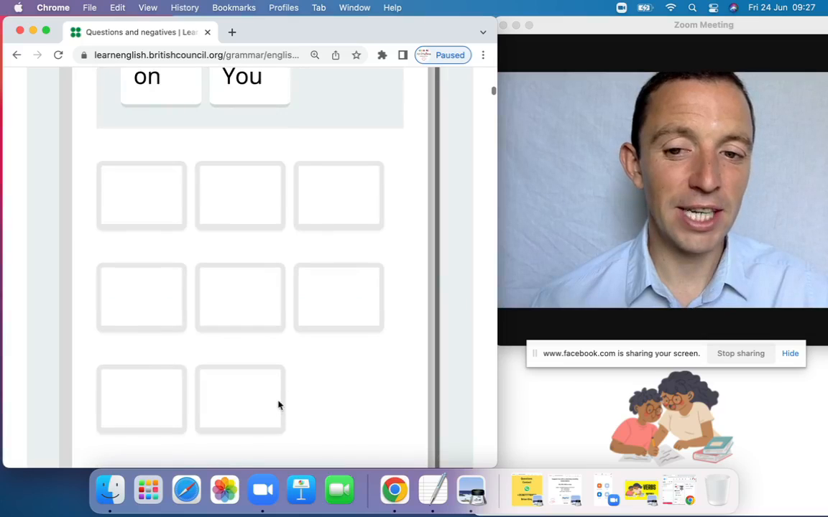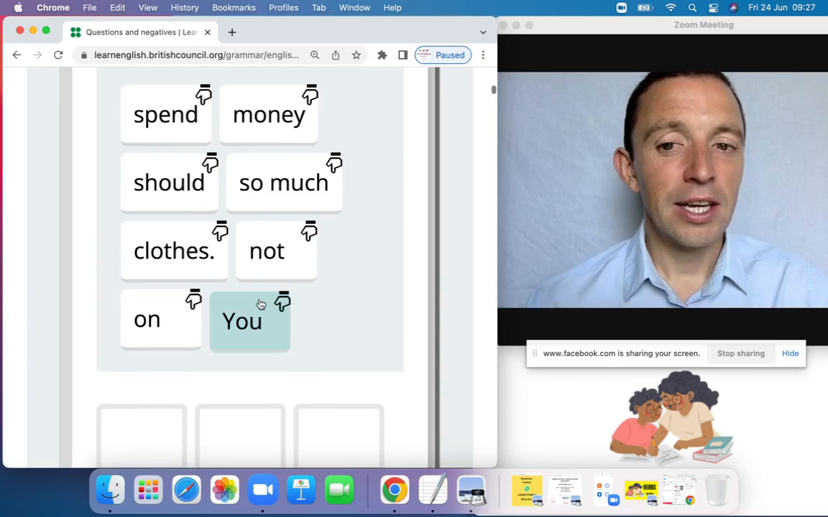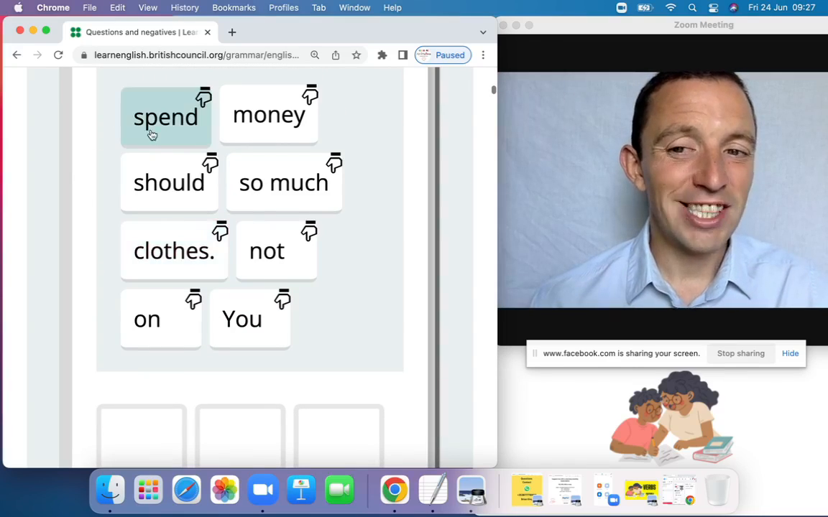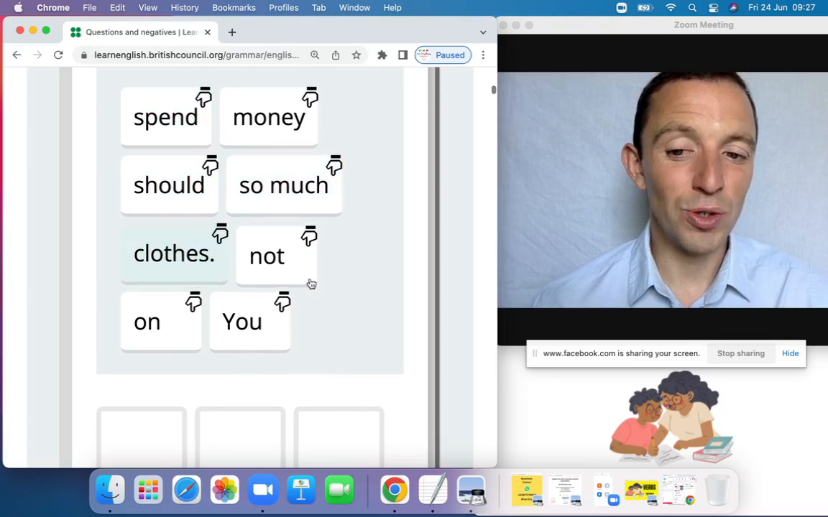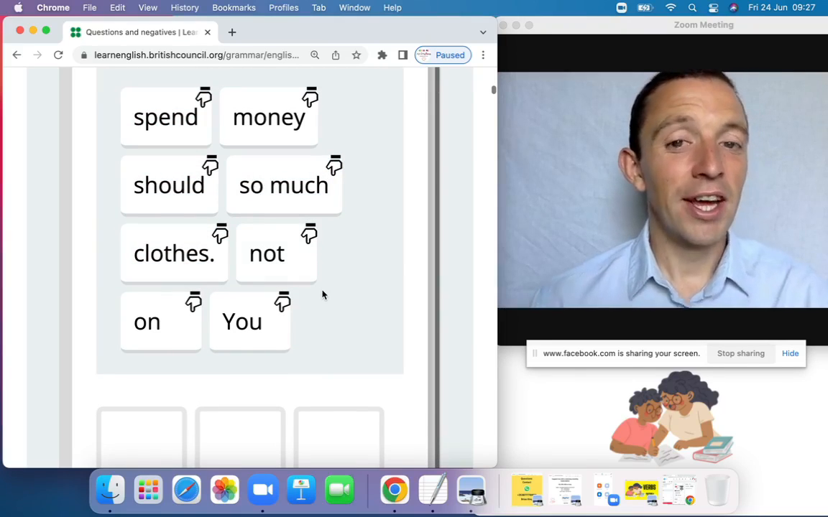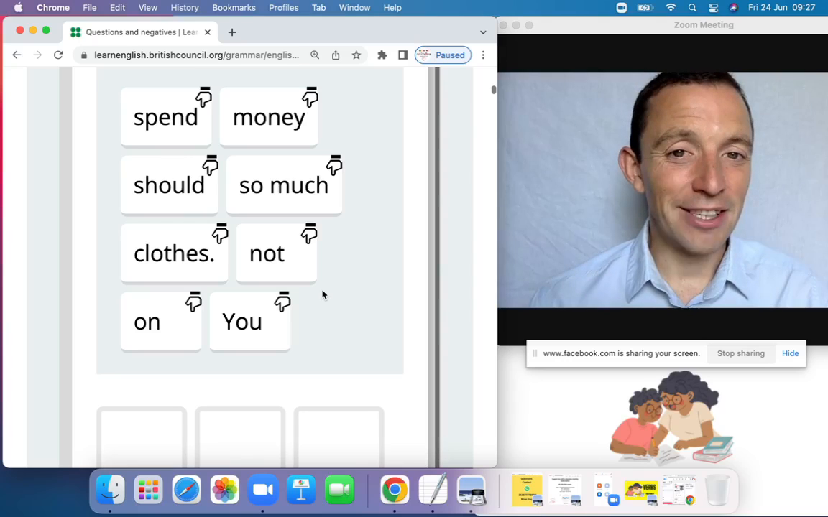Let's continue to the next part. Again, a long combination. Spend money, should, so much, clothes, not on you. We need the negative form of this sentence.